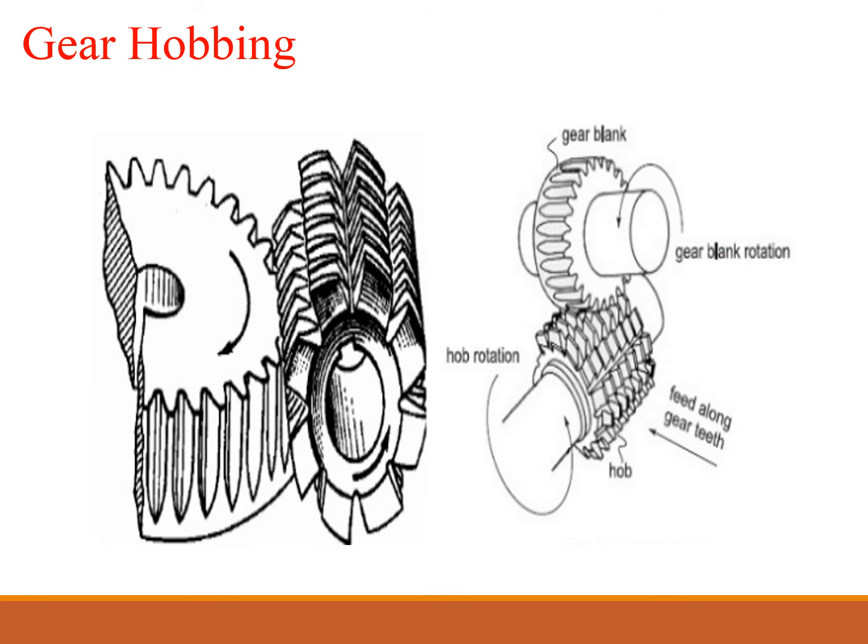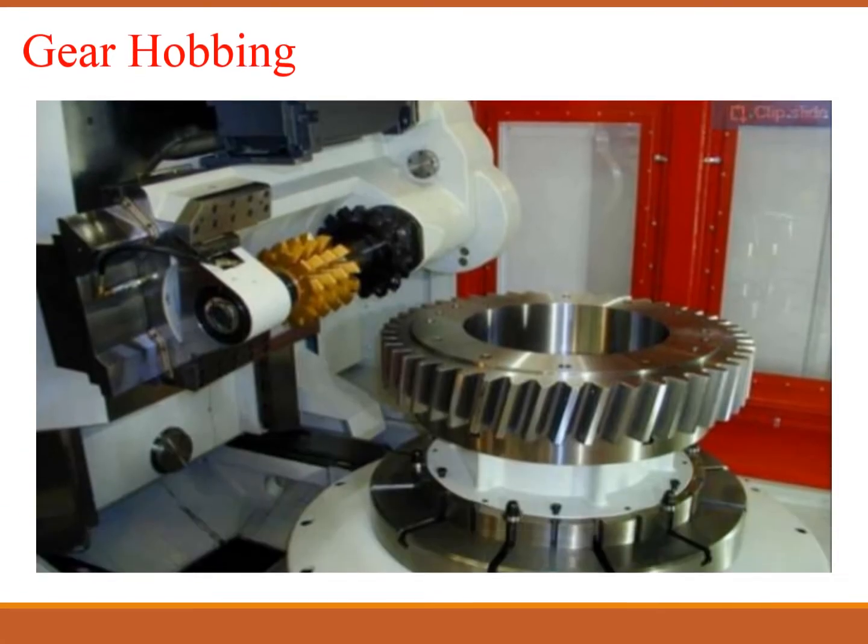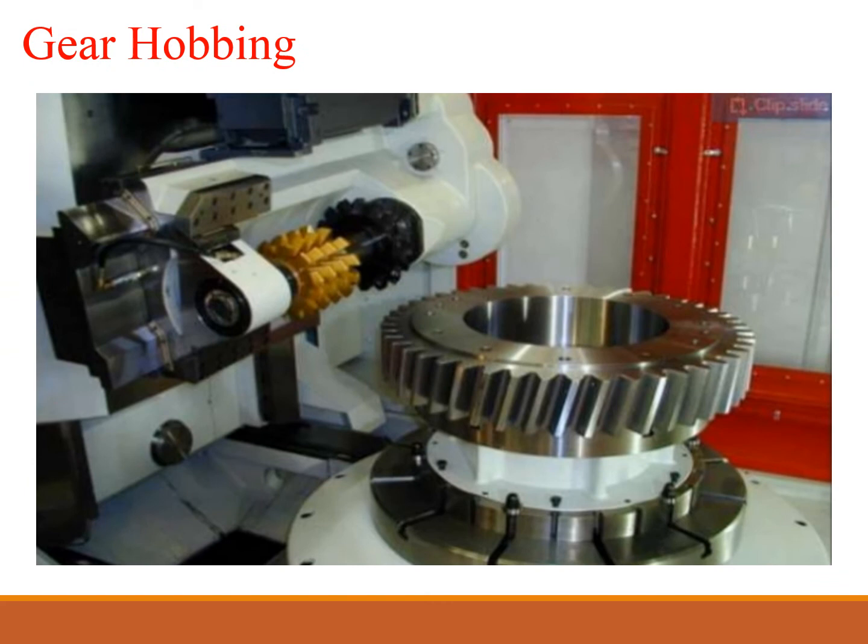It is the most accurate machining process since no repositioning of tool or blank is required, and each tooth is cut by multiple hob teeth, averaging out any tool errors. Excellent surface finish is achieved by this method and it is widely used for the production of gear. This is an actual gear hobbing process.